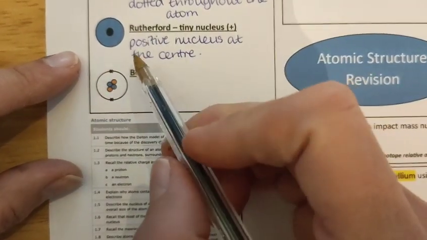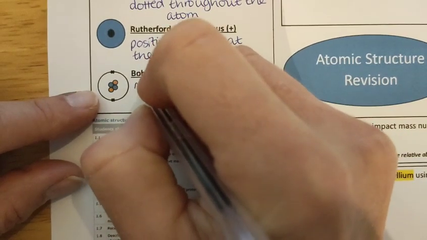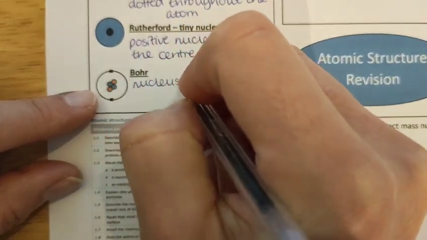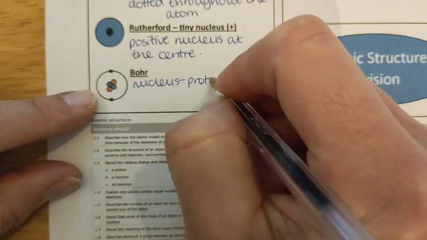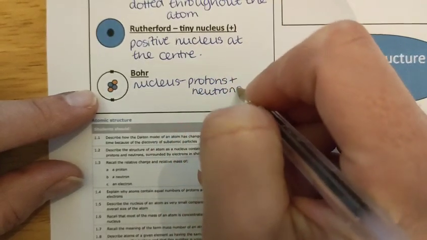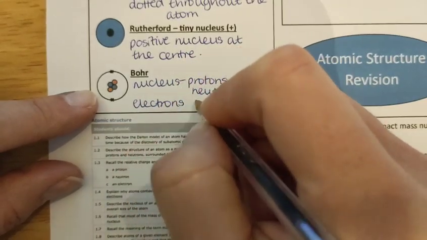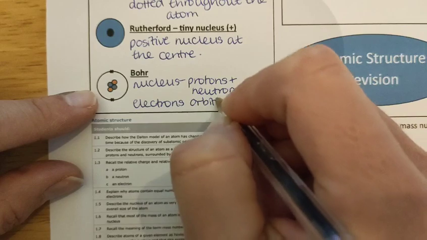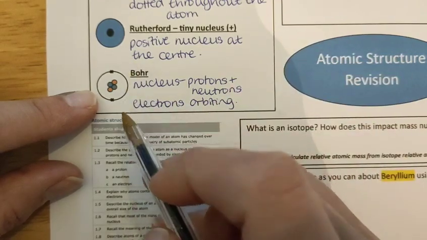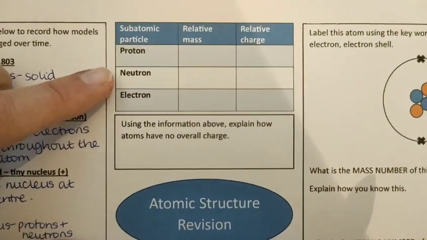And then more recently, this is the accepted model now, Bohr's model. So you have a nucleus, which contains protons and neutrons. And you have electrons orbiting, which are those crosses on the outside. Okay, so let's move on to this section here.